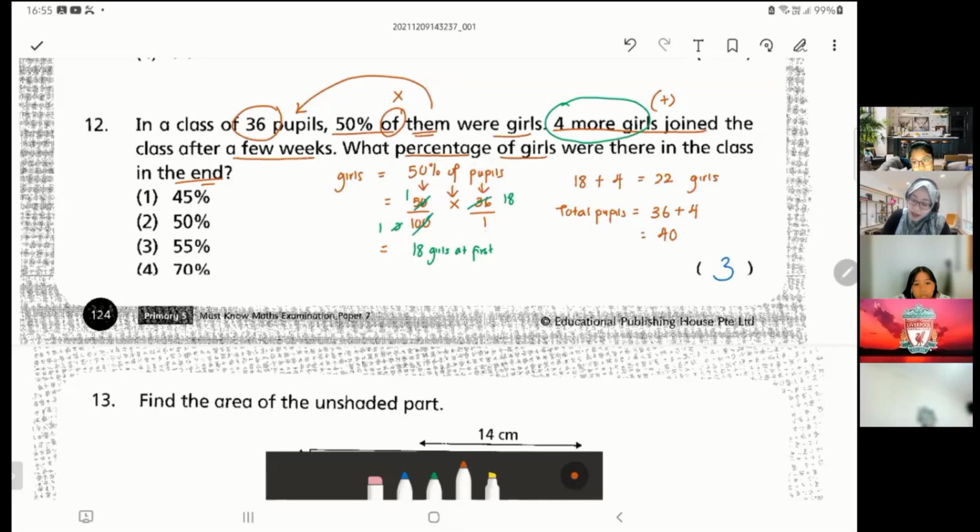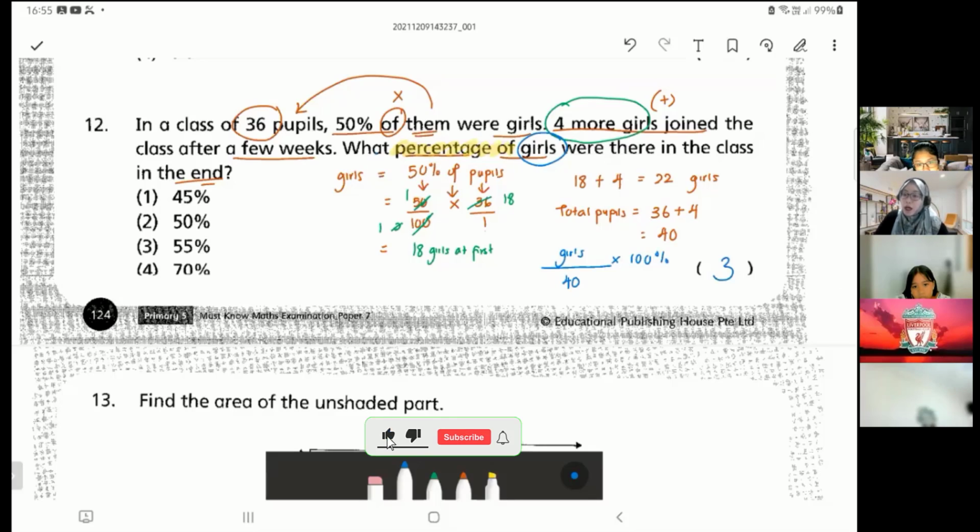So what percentage of girls? I want you to look at this. Whenever you have the words percentage of, I told you before, always look at what they want. So what percentage of the girls were there in the class? What do they want? They want the girls. So I want the girls in the class over the class, which is 40, and then times 100%. Okay, because I want percentage. If I do not want percentage, I can just leave it as girls over 40, and then I simplify.